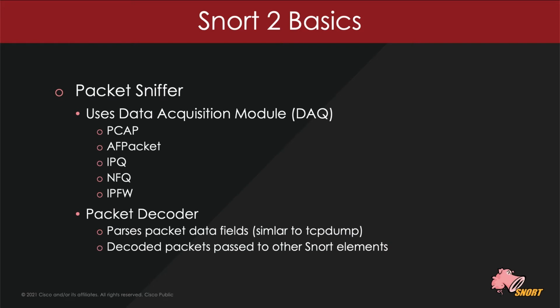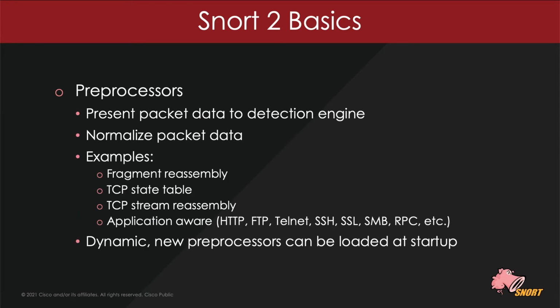Okay, a little bit deeper look at those. The packet sniffer, again, back to the sniffer. It uses what's called a data acquisition module, or DAQ. I mentioned that because we're going to talk about that a little more in Snort 3. There are several different DAQs available for Snort 2, depending on where you're getting traffic from, whether that's PCAP or different packet architectures. So you can pull packets off the wire in different types of CPUs or different processor architectures. Then the decoder is part of that as well. And again, that's similar to tcpdump. It parses those packet fields so they can be passed on to the other elements.